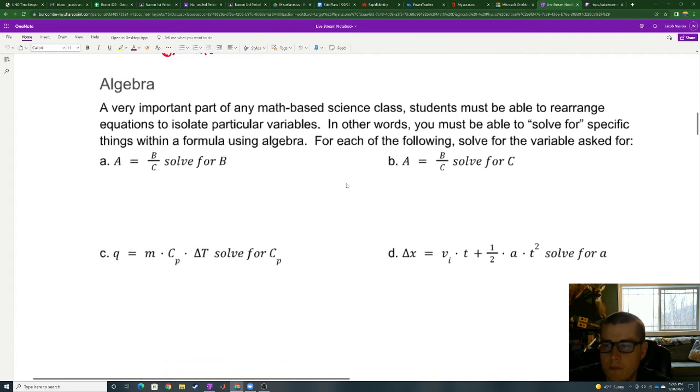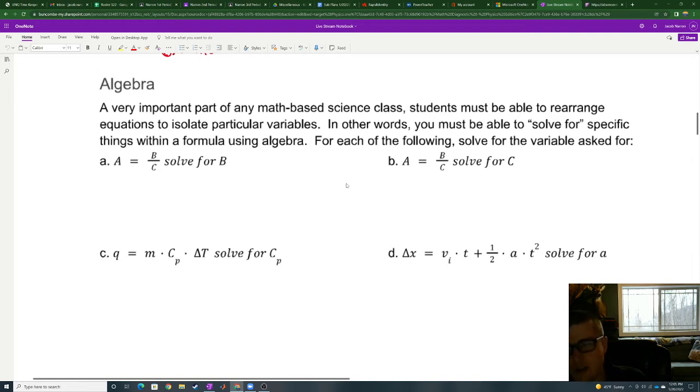Let's talk about algebra. Very important part of any math-based science class. Students must be able to rearrange equations to isolate particular variables. So all I mean is, look at A right there. I want to rearrange that equation to get B by itself. So isolating a variable means getting a variable by itself. So we need to be able to solve for specific things within a formula using algebra. So for each of the following, it's telling me what we're looking for, and so that's what we're going to do. So let's look at A.